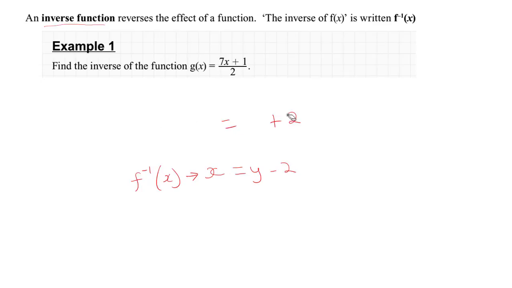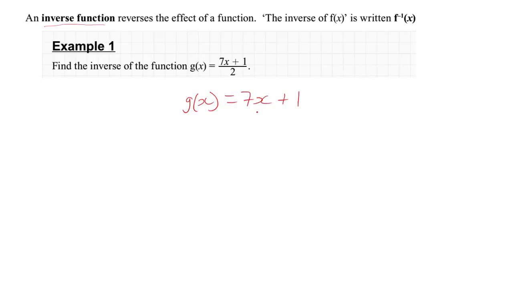It says find the inverse of the function g of x equals 7x plus 1 all over 2. Now, the inverse basically means, as I said, what you start with is what you end up with. And y becomes x here. In other words, the domain becomes the range. The input becomes the output. So let's look at g of x here. g of x is given by the function 7x plus 1 all divided by 2.